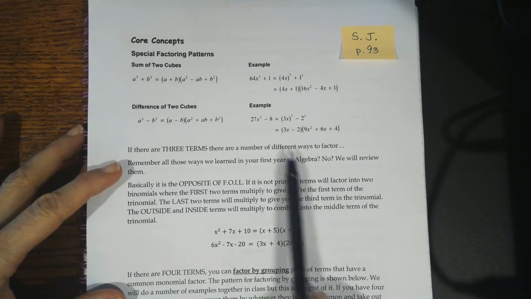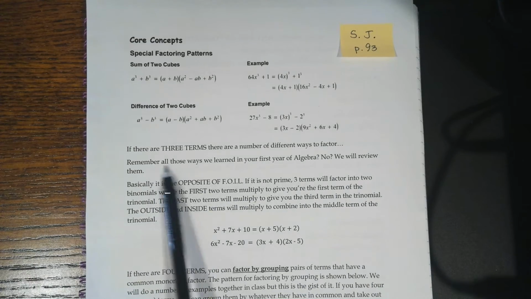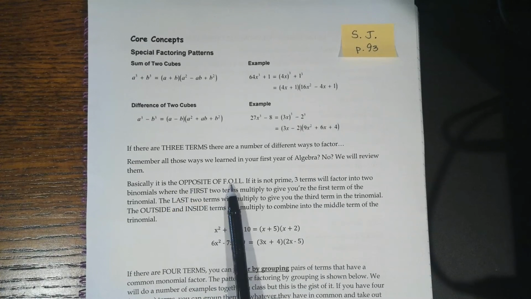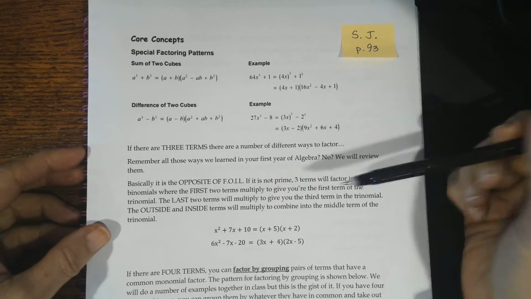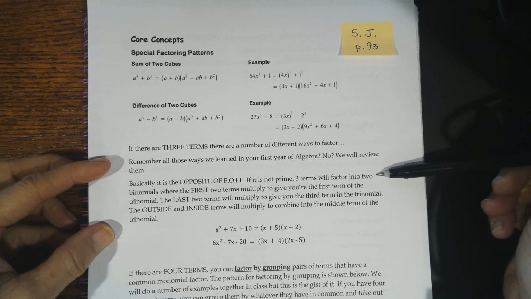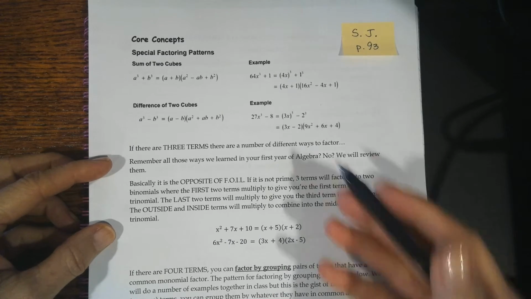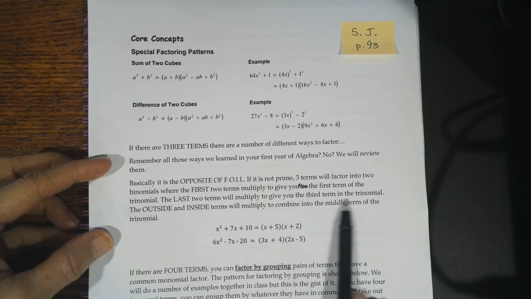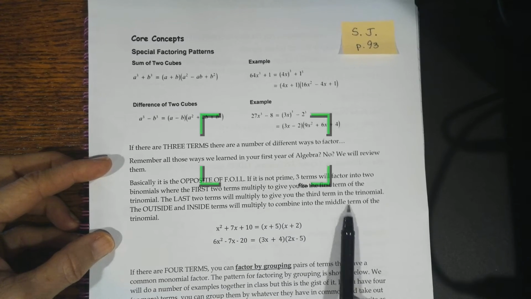Now, overview. If you have 3 terms, remember there's a number of different ways to factor. We learned all kinds of different ways. If you don't remember, we will review them. Basically, it's the opposite of FOIL. Remember, FOIL is first, outside, inside, last, if we're multiplying 2 binomials. Now, if it's not prime, then you'll have 3 terms, and those 3 terms will factor into 2 binomials, where the first 2 terms multiply to give you the first term, and the last 2 multiply to give you the third term in the trinomial. The outside and inside will multiply to combine into the middle term.